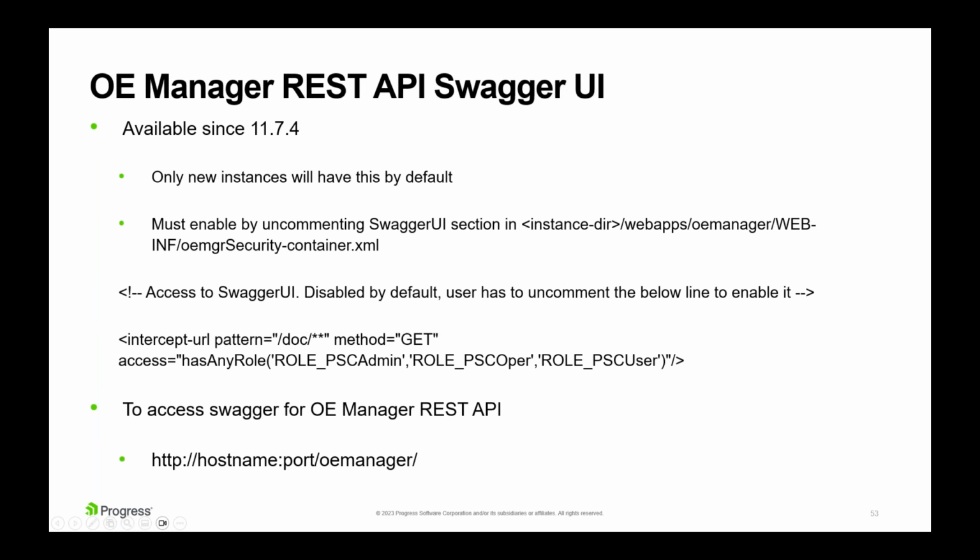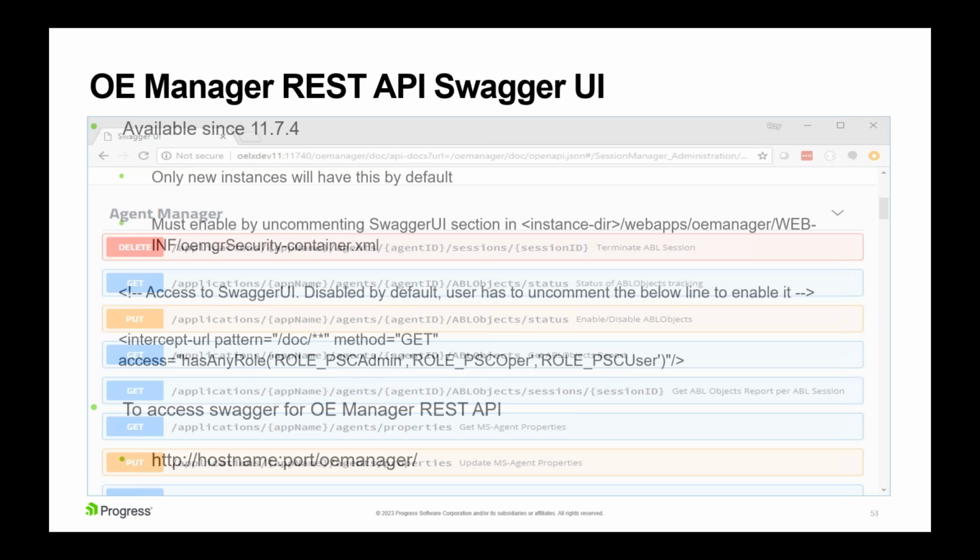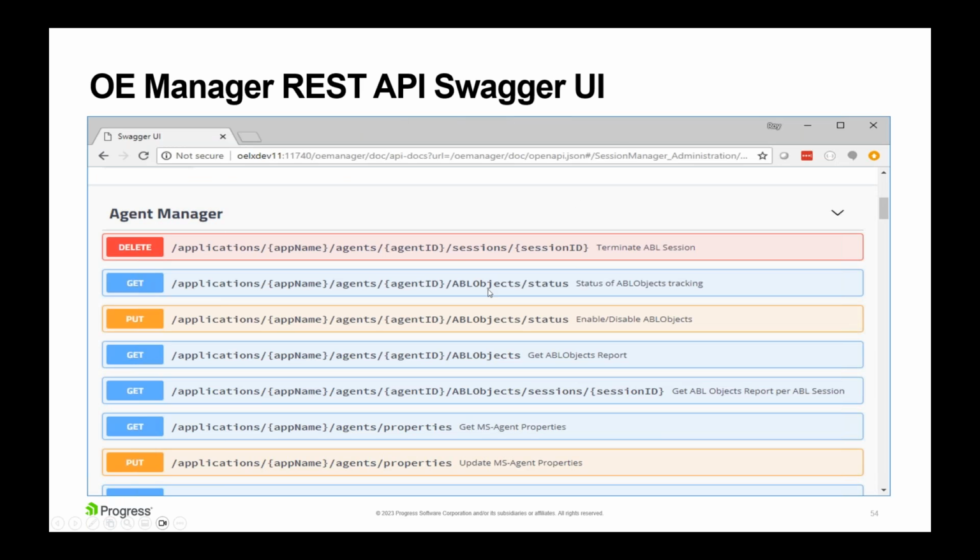It's using a Swagger user interface, so all management APIs are accessible through REST APIs. Since 11.7.4, you were able to use it to configure some files. Now in 12, it's native, so you can have the OpenEdge Manager REST APIs Swagger user interface like this. You can manage everything.